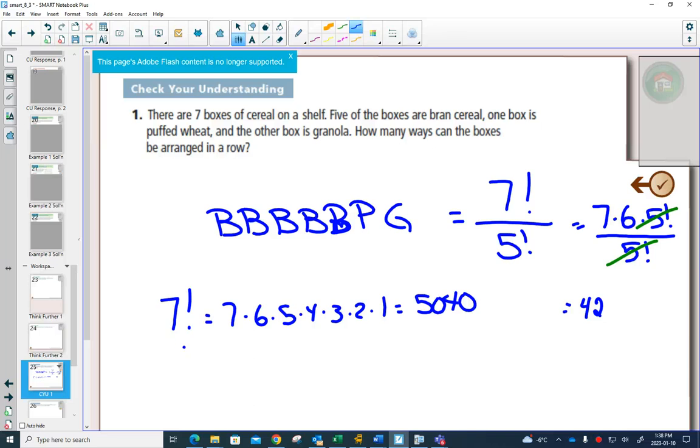Right? And then 5 factorial is 5 times 4 times 3 times 2 times 1. That's 120. And if you did 5,040 divided by 120, you're going to get 42. But it's a lot easier mental math to start expanding it so that you can cancel them out. Because if 5 factorial is 5 times 4 times 3 times 2 times 1, all of these would simplify when you're dividing, and then you're just left with 7 times 6, and get 42 that way.